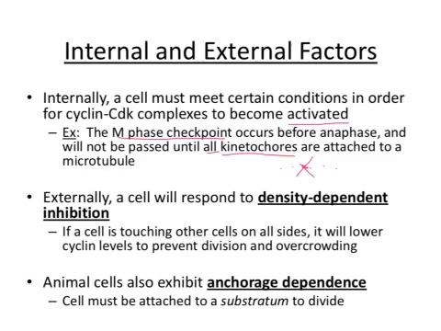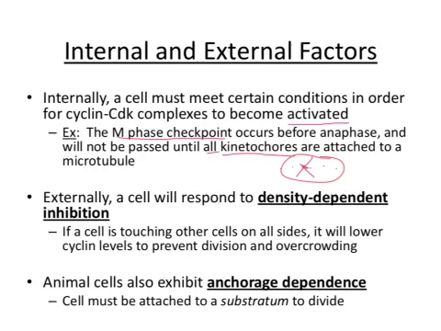If the kinetochores are not attached, you don't get the cyclins and you don't get passage through the M phase checkpoint. But if the internal conditions are right and all the kinetochores are attached as they're supposed to be, then we get that cyclin increase and we get our M phase checkpoint cleared.